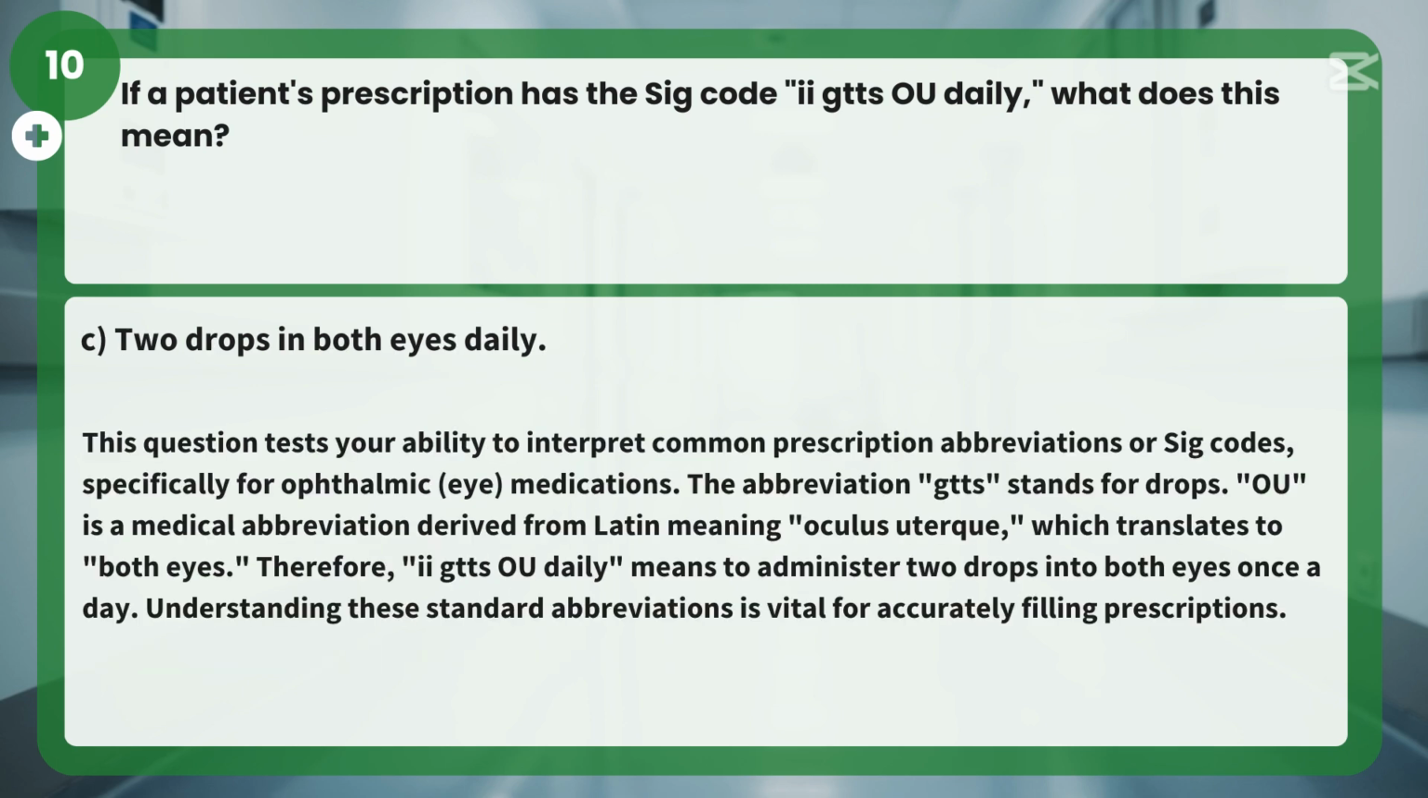Answer: C. 2 drops in both eyes daily. This question tests your ability to interpret common prescription abbreviations or SIG codes, specifically for ophthalmic, eye, medications. The abbreviation GTTS stands for drops. OU is a medical abbreviation derived from Latin meaning oculus uterque, which translates to both eyes. Therefore, 2 GTTS OU daily means to administer 2 drops into both eyes once a day. Understanding these standard abbreviations is vital for accurately filling prescriptions.